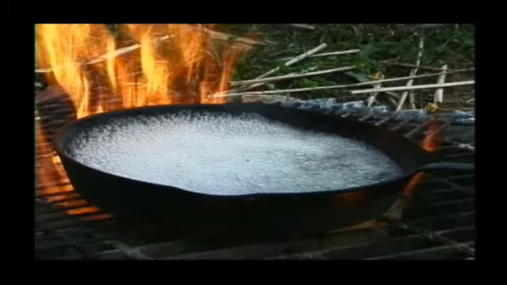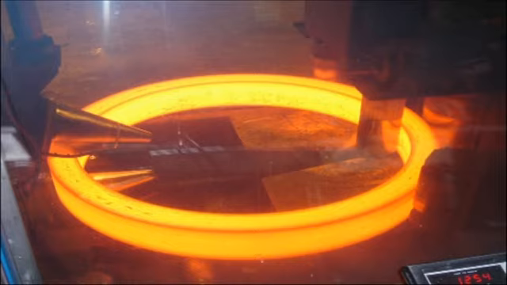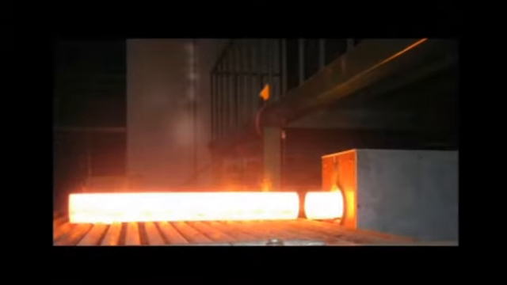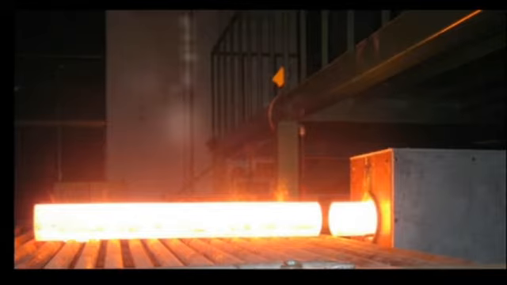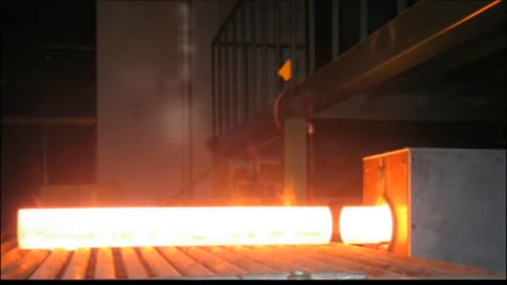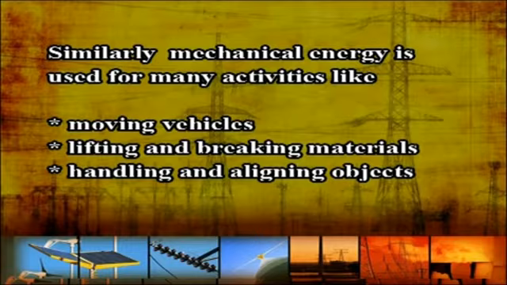Heat energy is used to cook food on stoves, shape metals, make bricks, and for several industrial processes requiring heat as a major factor or catalytic factor. Similarly, mechanical energy is used for many activities like moving vehicles, lifting and breaking materials, handling and aligning objects.